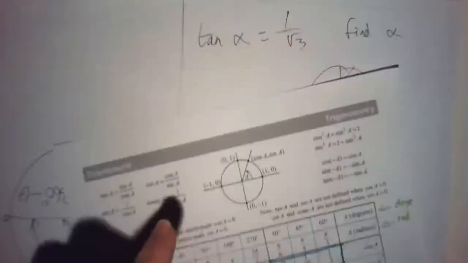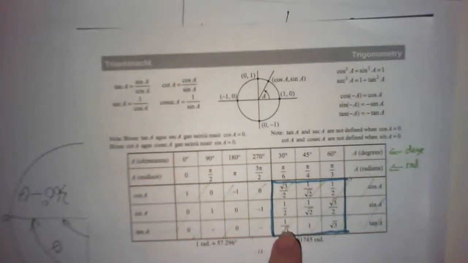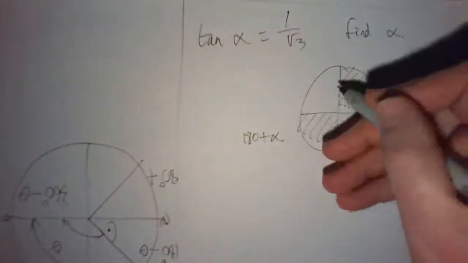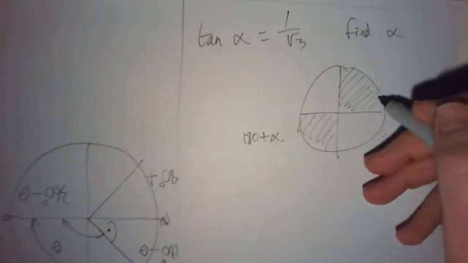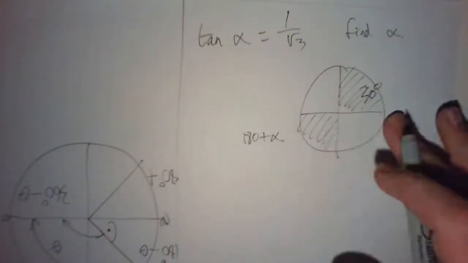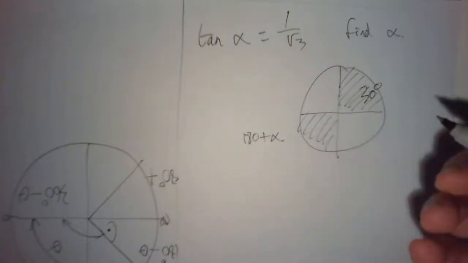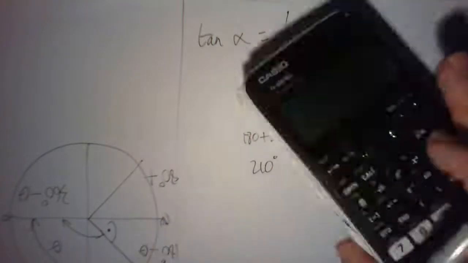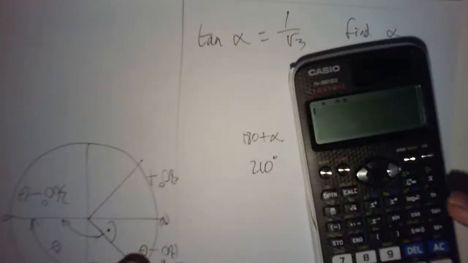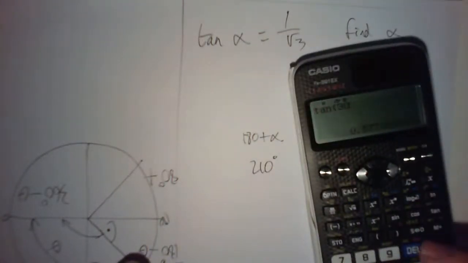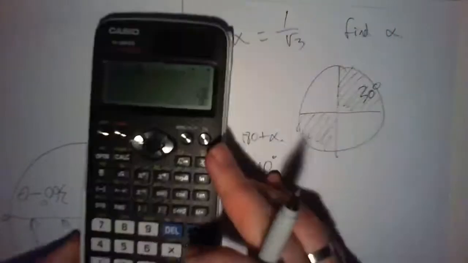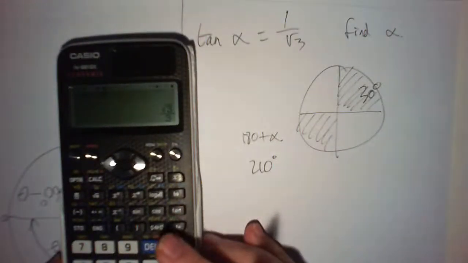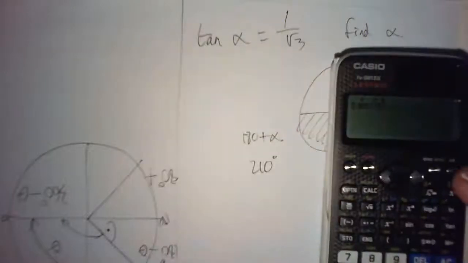So let's work it out. What's 1 over root 3 as tan? It's 30 degrees. So one of the answers is 30 degrees. That's one possibility. The other possibility is going to be 210. It's going to be 30 degrees plus 180. And we have to check that. Tan 30 is... Now, be careful. On your calculator, it goes root 3 over 3. That's 1 over root 3. And let's check it for 210.